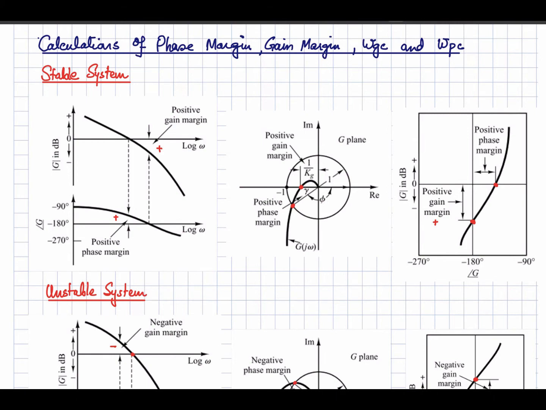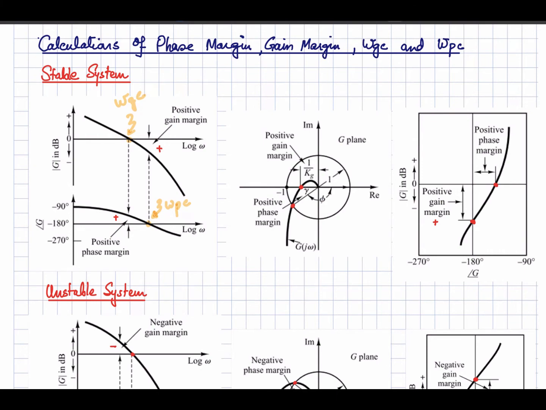So if you look at the first diagram over here, this is the Bode plot of our system, and the frequency at which the gain of your system is 0 dB, that is said to be the gain crossover frequency. So I'm going to mark it omega GC, and the frequency at which the phase of your system becomes minus 180 degree is said to be the phase crossover frequency.